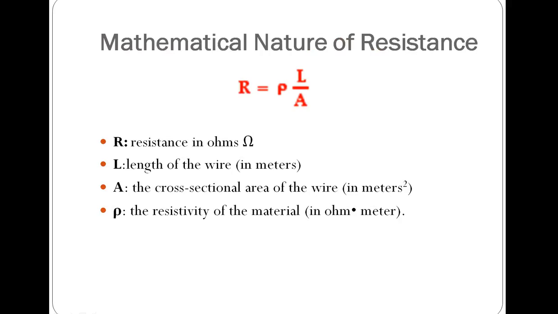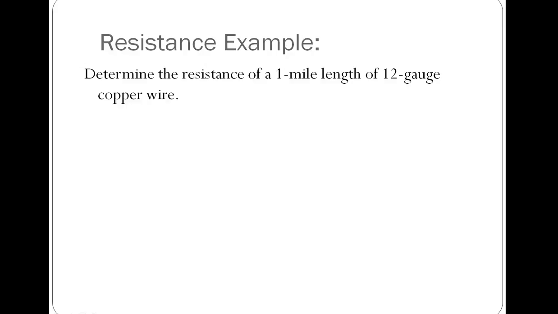Okay, so here's the equation that goes with resistivity. So you have the resistance that you could be calculating, you have the length of the wire, the area, and you have the resistivity. So that's what you use if you have to calculate resistance given a particular material. So here's an example of where you would see that. Determine the resistance of a 1 mile length of 12 gauge copper wire.